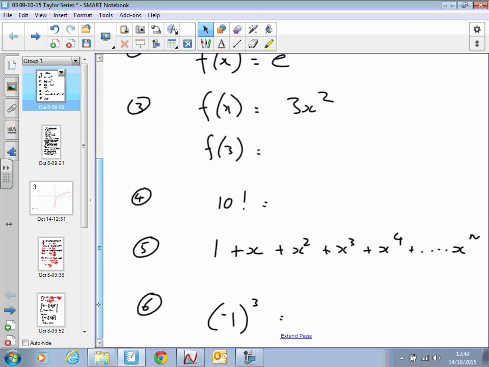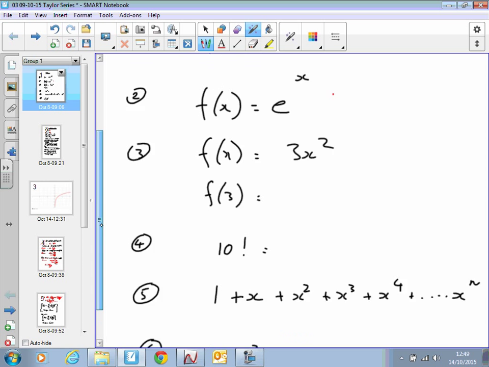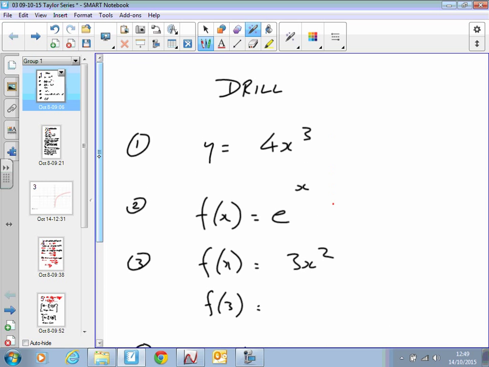Number 5, this series, 1 plus x squared and so on, does that series converge or diverge as the power of x tends towards infinity? And number 6, minus 1 cubed. Okay, pause this video at this point and then when you've had a go, come back and look at the solutions.